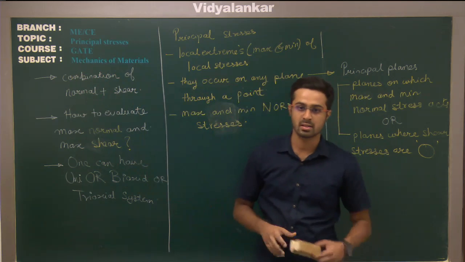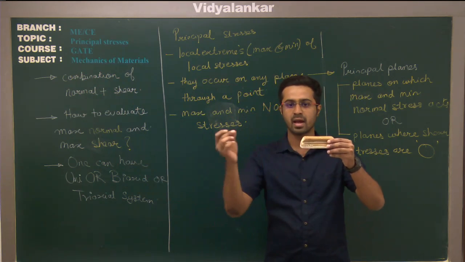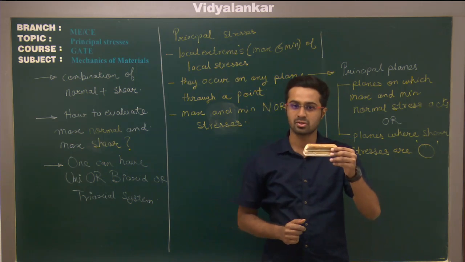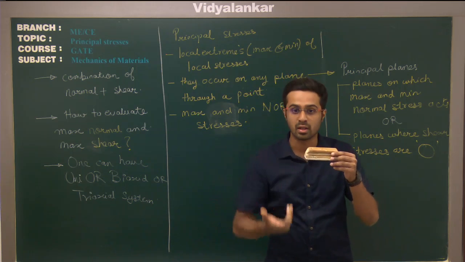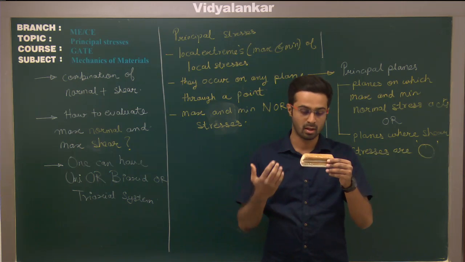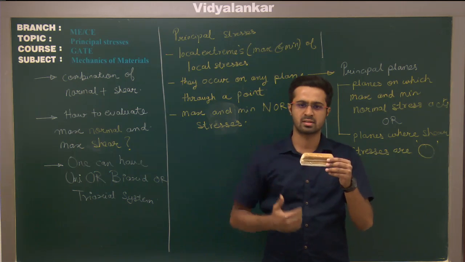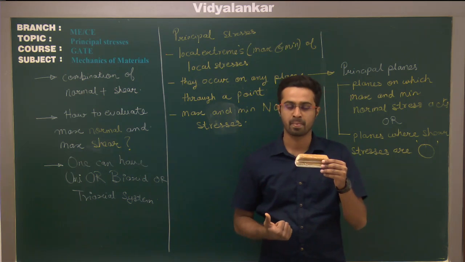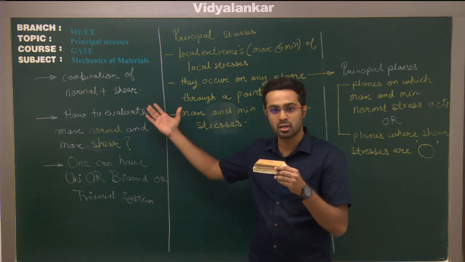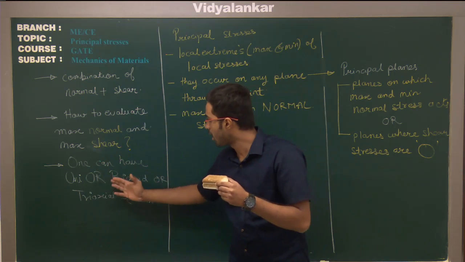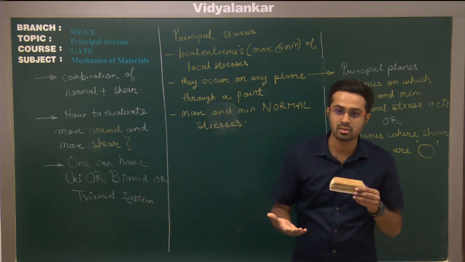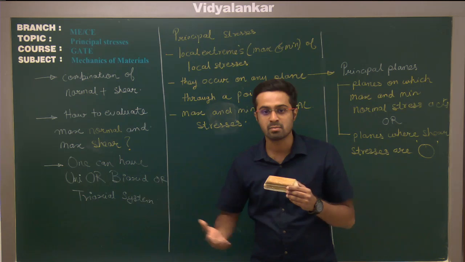That means in a given system, for example this duster, I can have sigma x acting externally because of some external force. I can have sigma y because of some external force. I can have sigma z as well. So I can have three normal stresses in a 3D system. But I can also have shear stresses, tau x y, tau y z and tau z x as well. When you have such a combination of stresses, which is normal plus shear, the system can be biaxial, uniaxial or triaxial. How to evaluate the maximum normal stress and how to evaluate the maximum shear stress?